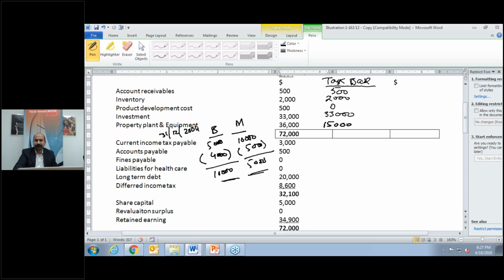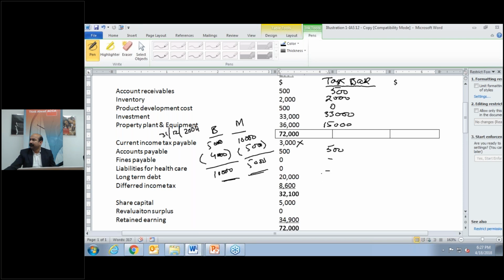Further the tax base of payable, current income tax payable, so we are ignoring it. And then account payable, in the absence of any information, because this account payable is related to the expenses, and we are assuming that expenses are already allowed for tax purposes. So any item which is appearing here in balance sheet, its tax base will be equal to its carrying value. And then there is no fine payable, so ignore it.